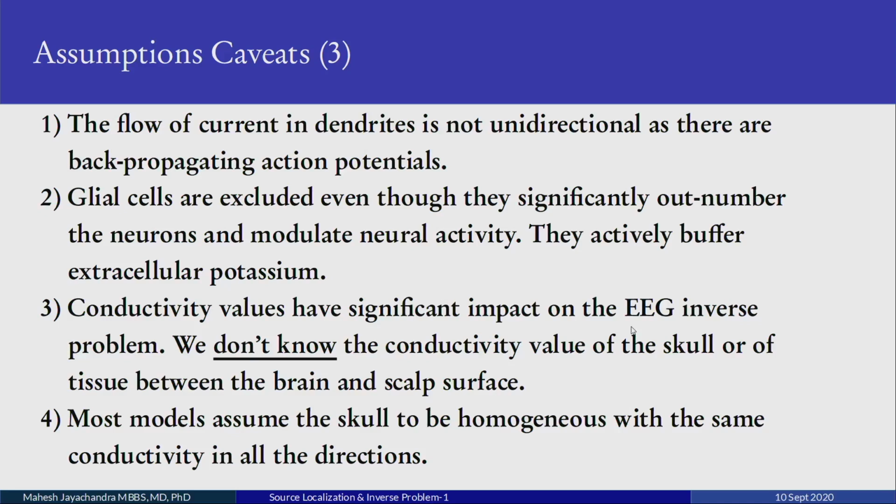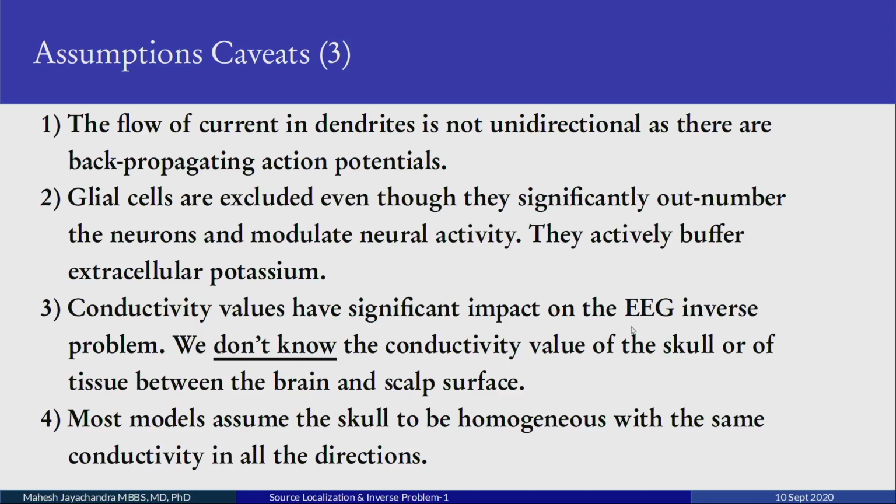Then conductivity. The different parts of the head, the coverings of the brain, the scalp, the skull, the meninges, the CSF, all of them have different conductivities. It's not homogeneous, neither is it isotropic. So we have to put in numbers for each of these conductivity values. And one big unknown is that we do not know the conductivity value of the human skull, even now, because whatever skulls we have are usually post-mortem, and that's not the real situation, and we cannot assume that the post-mortem skull's conductivity is the same as a living person's skull.